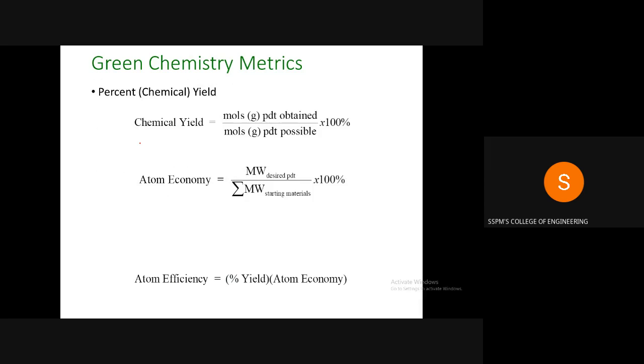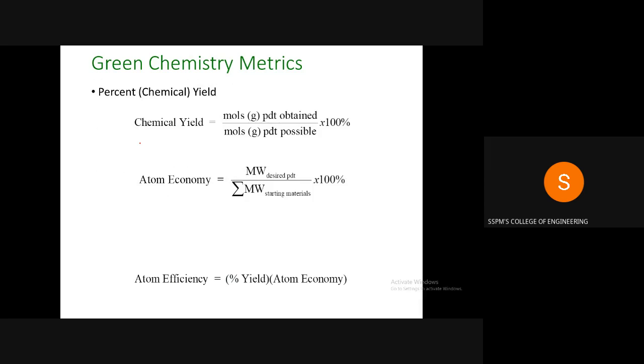It is a very important formula. Listen, atom economy is equal to the molecular weight of the desired product, not any product. It is the desired product. Desired product means what? If any chemical reaction is there, and two products are formed, one is a byproduct, one is the major product. So the major product is what can be considered, and for the reactants, the sum of all the starting materials.